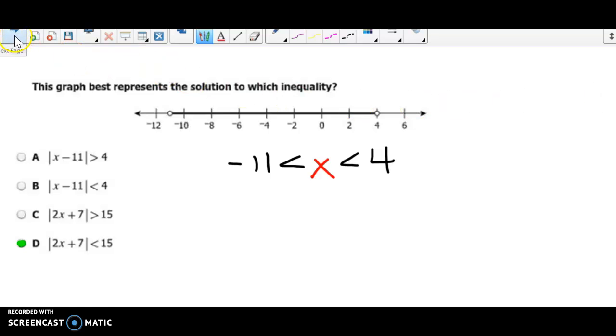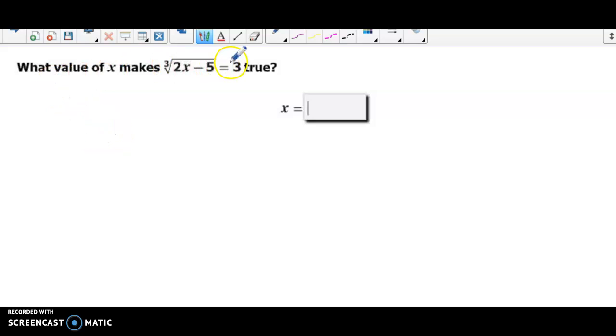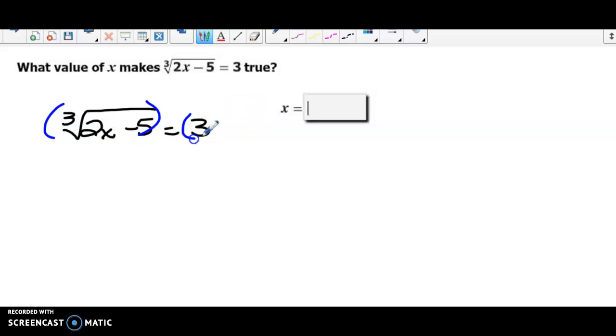All right, for problem number 17, what value makes this true? If we write it out, we have the cube root of 2x minus 5 is equal to 3. Our radical sign is by itself, so all we need to do is raise both sides to the same power that matches our index. Our index, in this case, is a 3. So we're going to raise that. When our exponent and index match, our radical sign goes away. And 3 to the third power is 81.